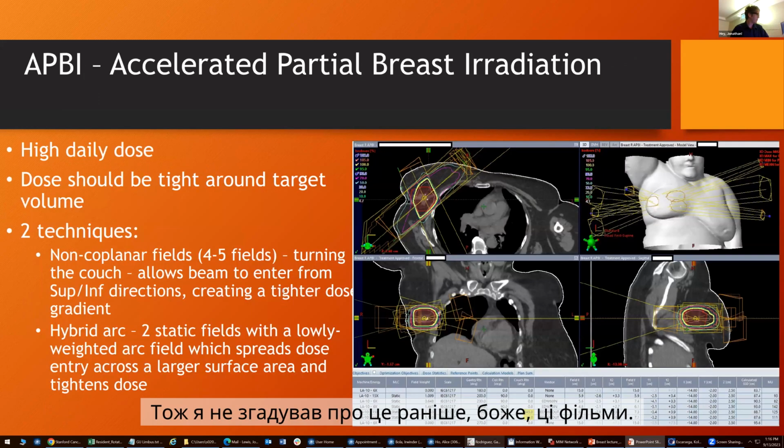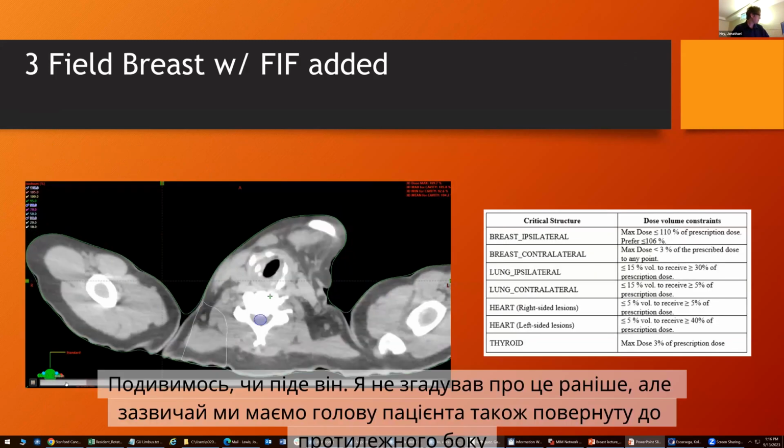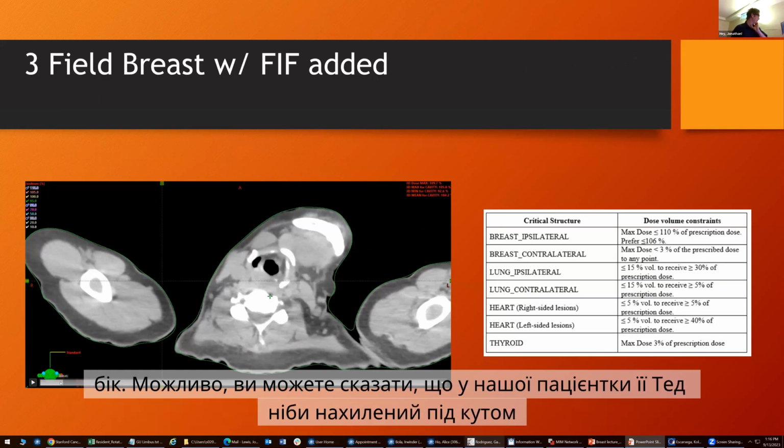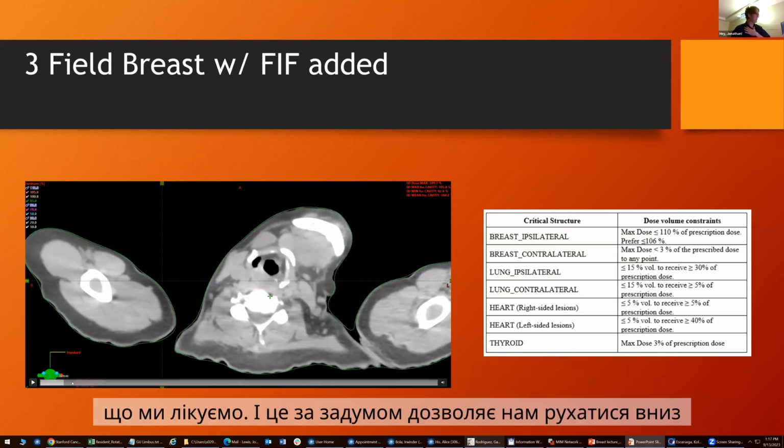I didn't mention this before, but typically we have the patient's head turned also to the contralateral side. Perhaps you can tell that our patient here has her head kind of tilted away from the angle that we're treating, and that is by design.